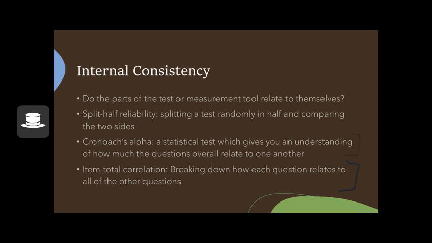So a way of thinking about this is, if I get the first question correct, it should mean that I'm much more likely to get other questions on the test correct. If my scores on one question do not relate to scores on other questions, there's low internal consistency because the questions don't relate to one another. And a test that is measuring something should have questions that relate to one another.